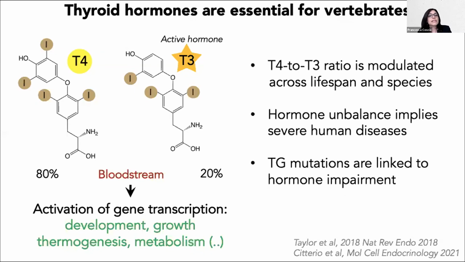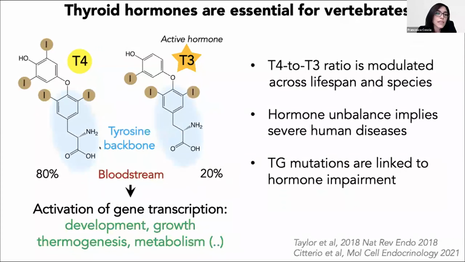Now, the important parameter is the T4 to T3 ratio, which is modulated across different species depending on the metabolic needs, but also across the lifespan of the same organism. So the hormone imbalance implies severe human diseases, and unsurprisingly, TG mutations are linked to hormone impairment. Now, despite extensive studies in the field, controlling the T4 to T3 ratio in vivo is still a challenge. And so we wanted to know more about how thyroglobulin actually synthesizes those two hormones.